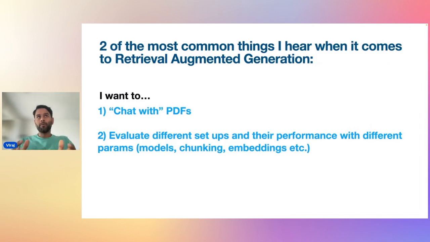In fact, the two main things that I hear when it comes to RAG are, one, I want to chat with PDFs, just something as basic as that. But if we dive in, really they want to chat with technical documents where it's quite time-consuming to go through and extract very specific information. That's a huge use case. And the second is, given how quickly the space is changing, new models are coming out, somebody comes up with a different embedding strategy and so on, people want to evaluate different setups and check how they perform with the range of prompts that matter to them.